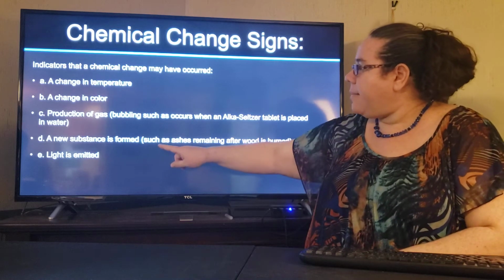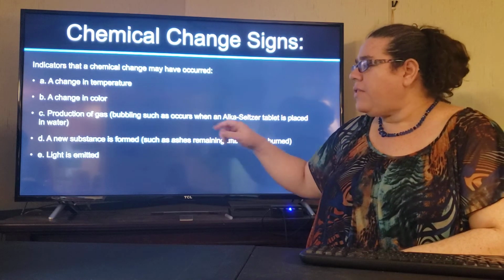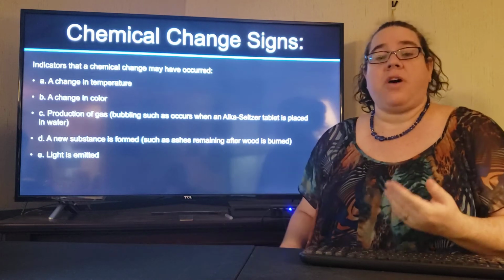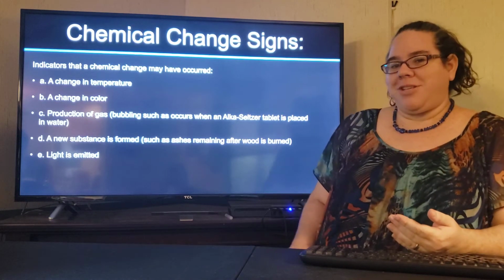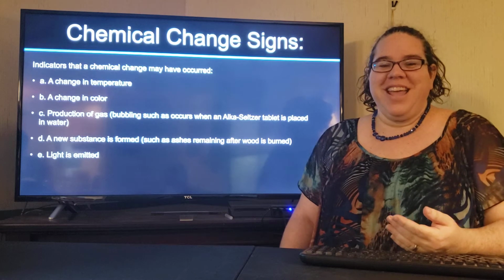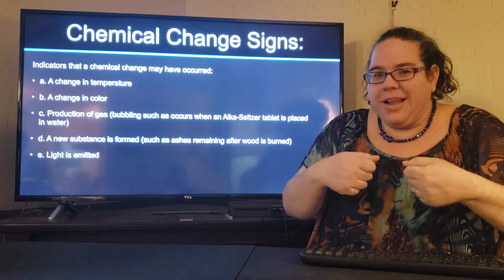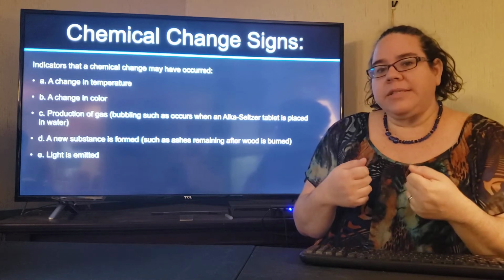And the last example of a chemical change that you know that it's occurring is light is emitted. Emit means to give off. So think about the times that you've taken one of those glow sticks and you've cracked it and you can hear this audible sound that happens, right? Well, here's what's happening.